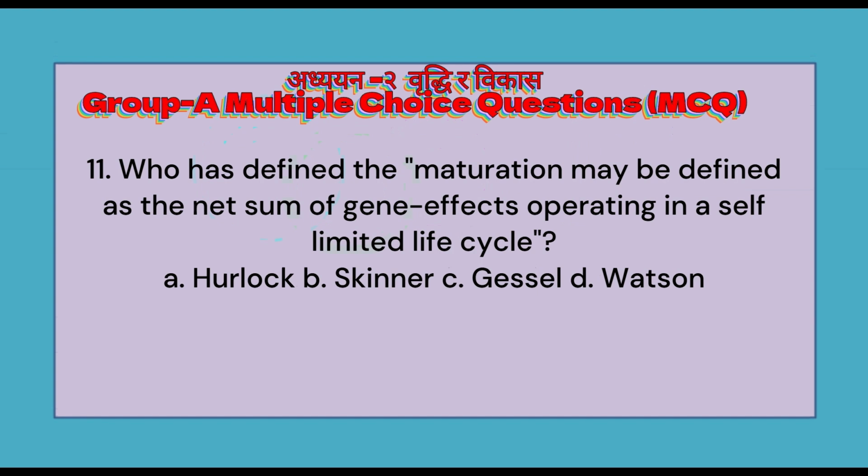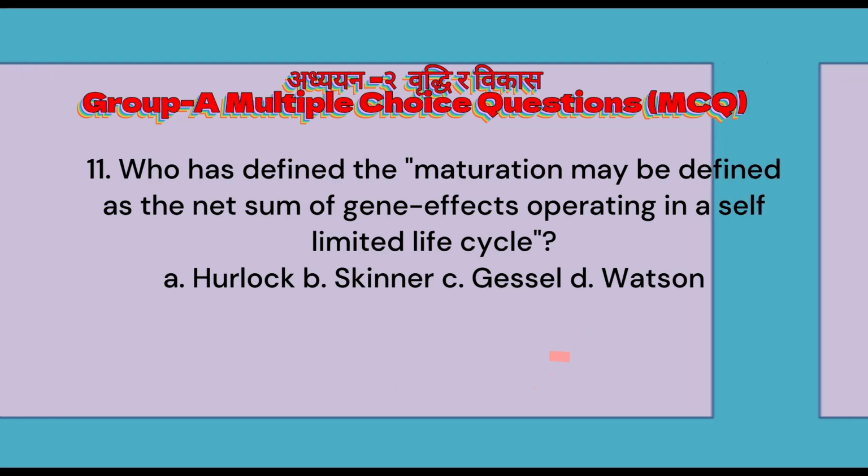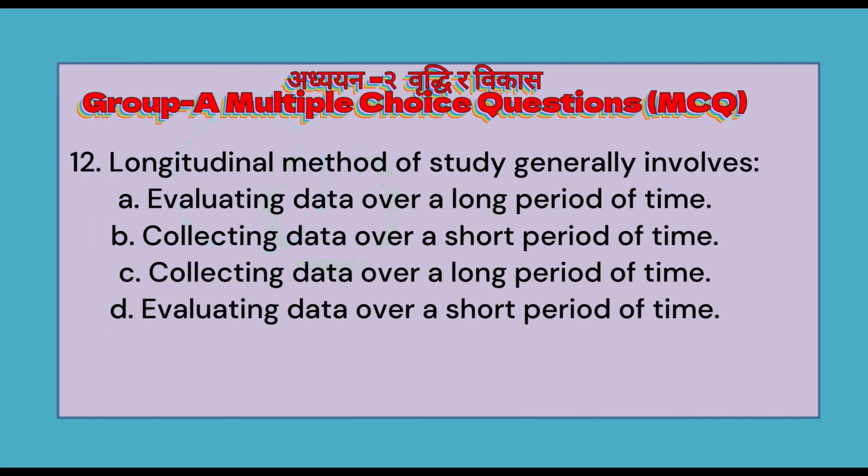11. Who has defined maturation as the net sum of gene effects operating in a self-limited life cycle? A. Hurlock. B. Skinner. C. Jersild. D. Watson. Correct answer: C. Jersild.